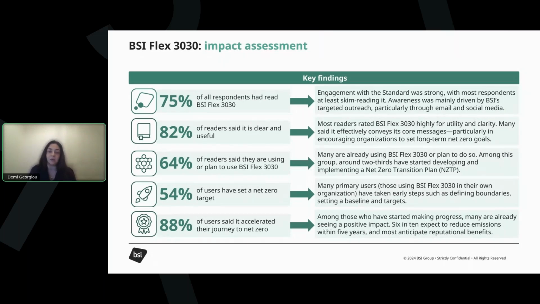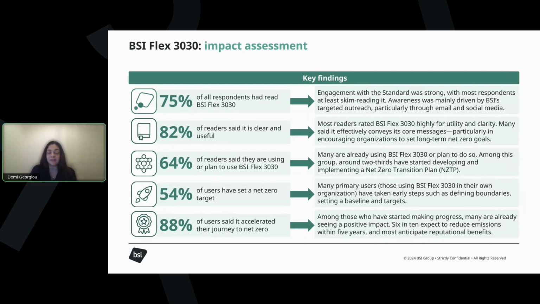Onto our second point, 82% of those who read it said that it was clear and it was useful. So most readers rated it really highly for that clarity and that utility. Many also said it effectively conveys its core messages. And what we mean by that is it's effectively giving the messages that we wanted it to give. So in particular, they felt that it was encouraging organisations to set long-term net zero goals.